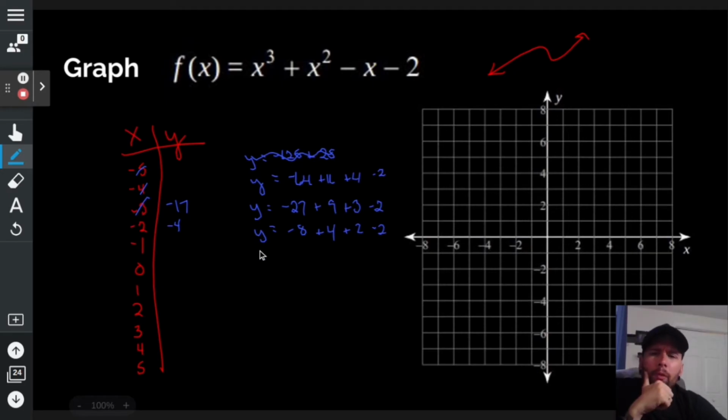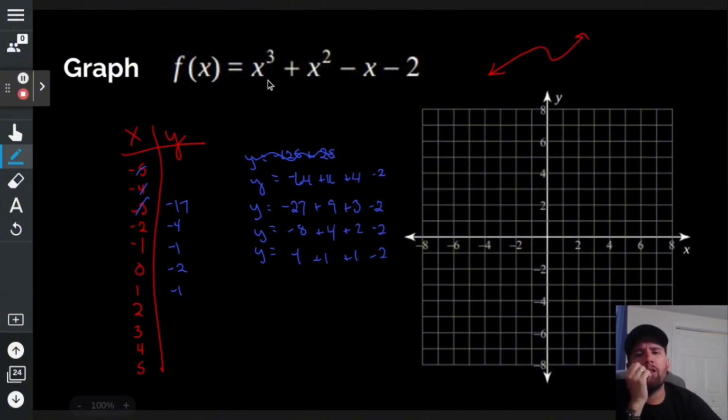If I plug in negative 1, I'm going to have negative 1 times itself is negative 1, plus 1 minus negative 1, which is plus 1, minus 2. So 2 minus 2 is 0, minus 1 is negative 1. If I plug in 0, you all go away and I get negative 2. If I plug in 1, I get 1 plus 1 minus 2, which is negative 1 again.